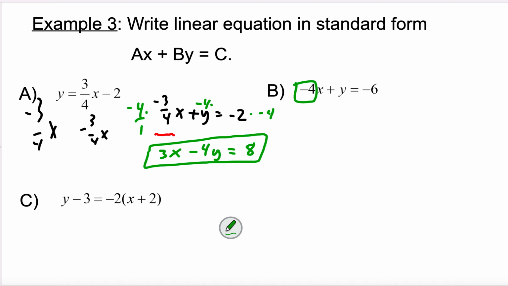So what we're going to do here to eliminate the negative in front of that, we're going to multiply every single term in here by -1. So -1 times the -4x is 4x. -1 times y is -y. -6 times the -1 there is 6.